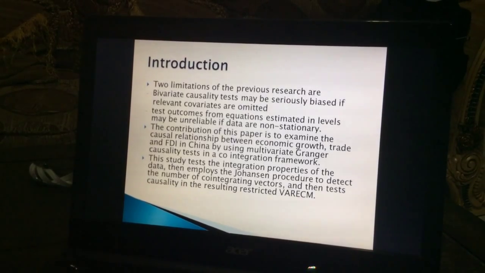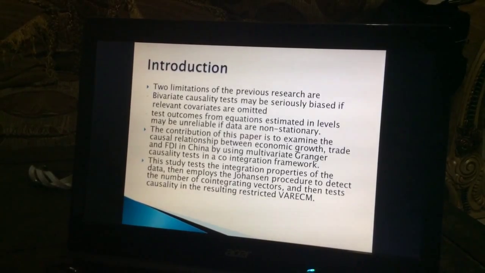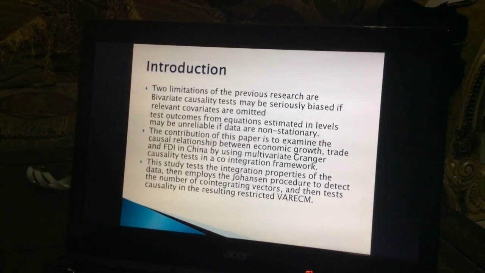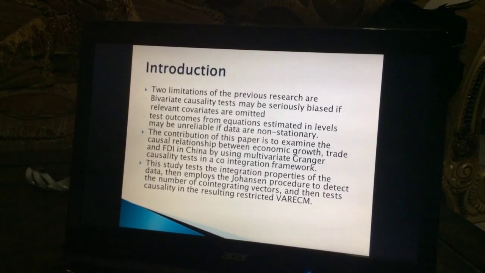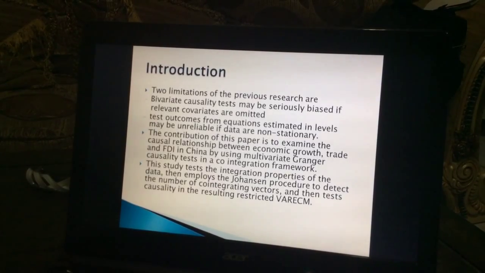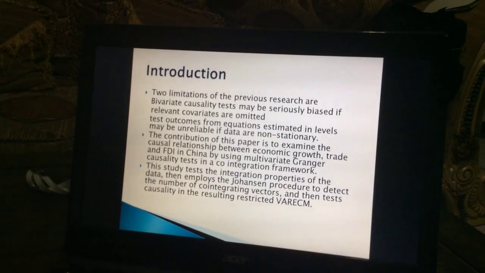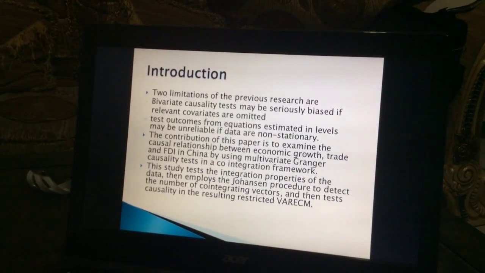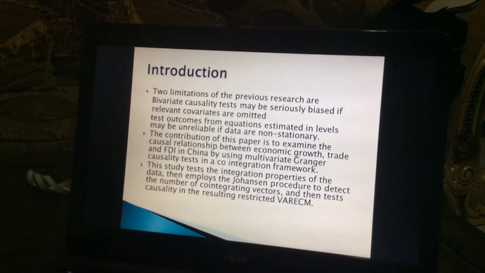Within the previous research, there are some limitations. First, bivariate causality tests may be seriously biased if irrelevant covariates are omitted. Second, test outcomes from equations estimated in levels may be unreliable if data are non-stationary. This paper examines the causal relationship between economic growth, trade, and FDI in China by using multivariate Granger causality tests in a co-integration framework.